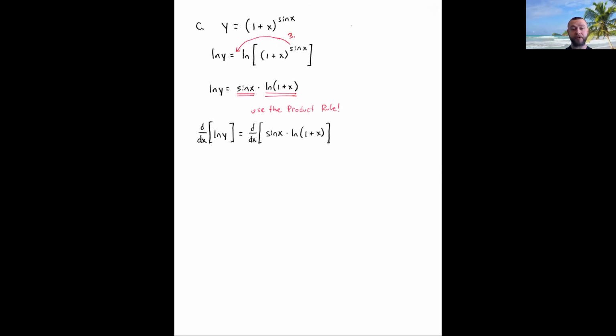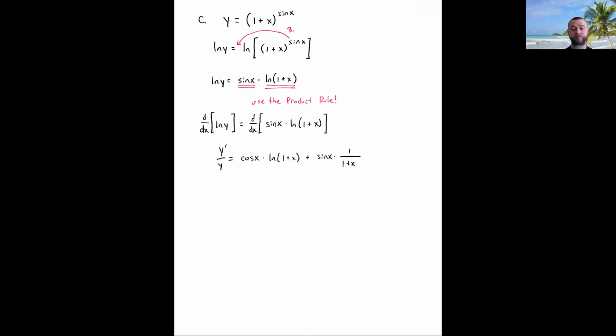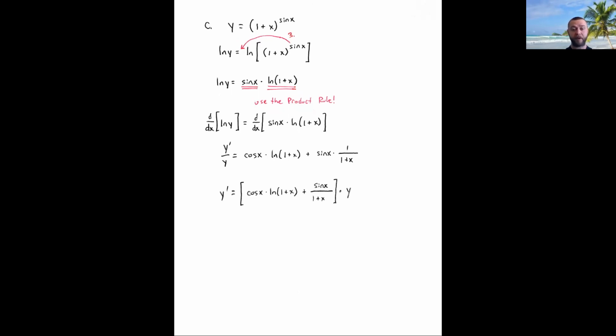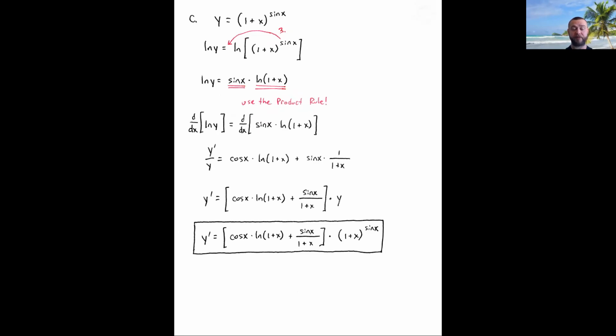All right, we're going to differentiate both sides with respect to x. The right side now requires the product rule. Okay, and at this point, once you differentiate both sides, again, the left side is always going to differentiate to y prime over y, multiply by y, and then convert back your y in terms of x.